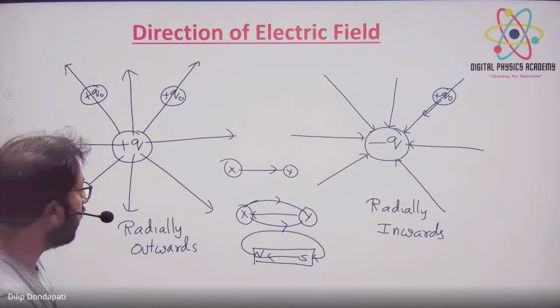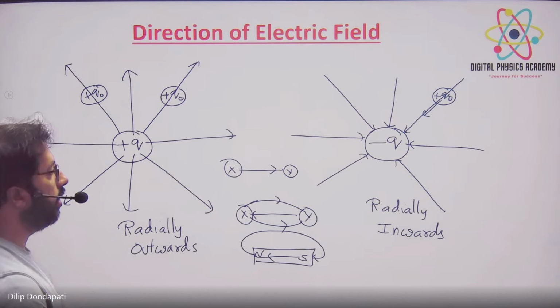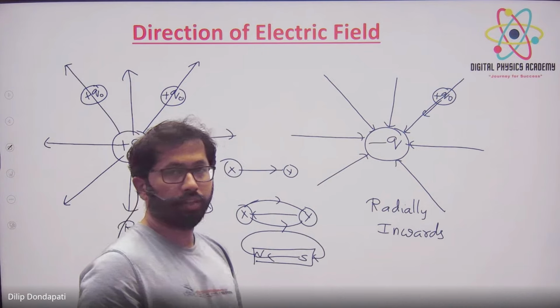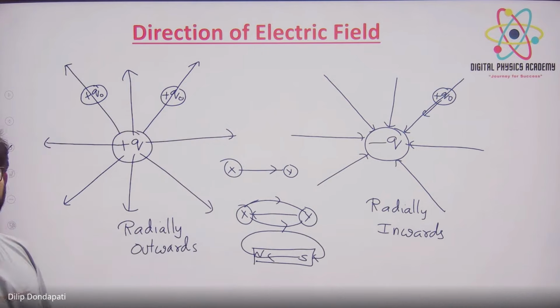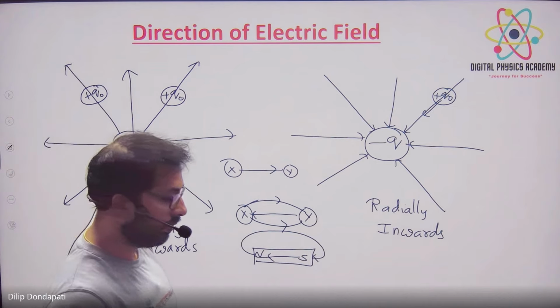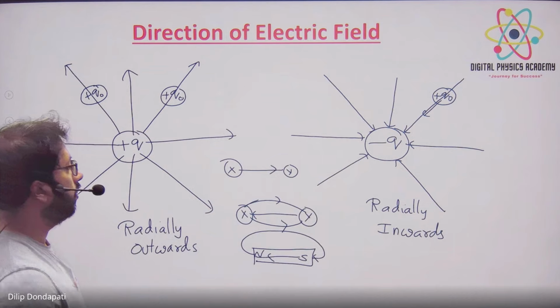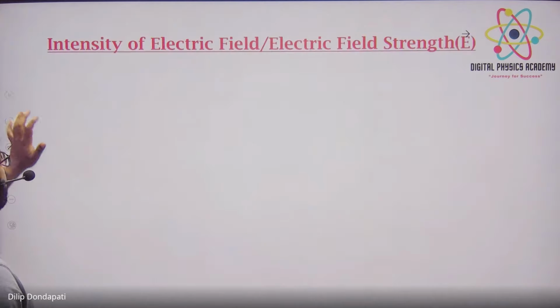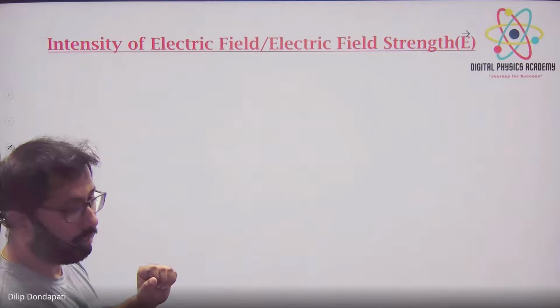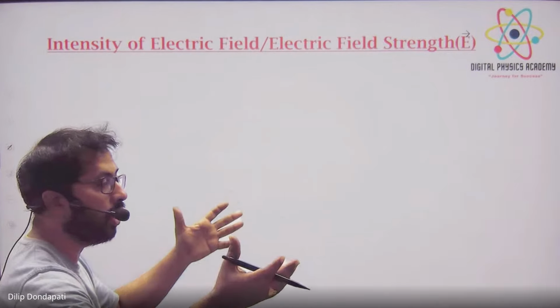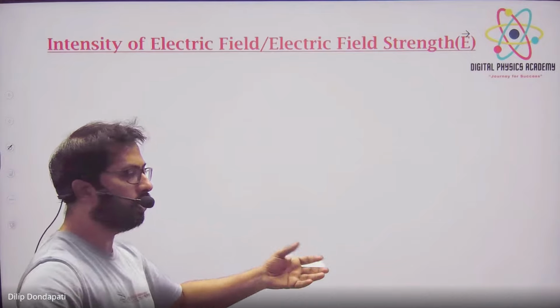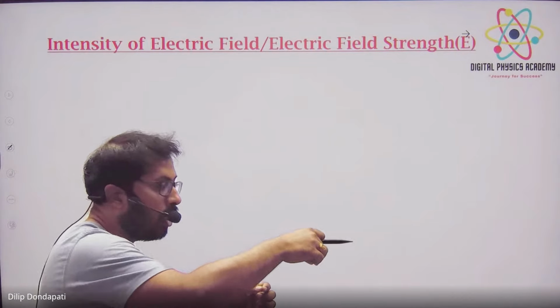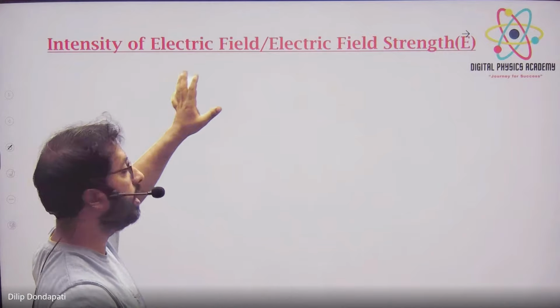So we studied electric field lines, electric field, and now we will talk about the intensity of electric field, or electric field strength as we call it. So this is a physical quantity. See, electric field is not a physical quantity. Electric field is there, but how much, less or more, exactly at a point, that is called electric field intensity.